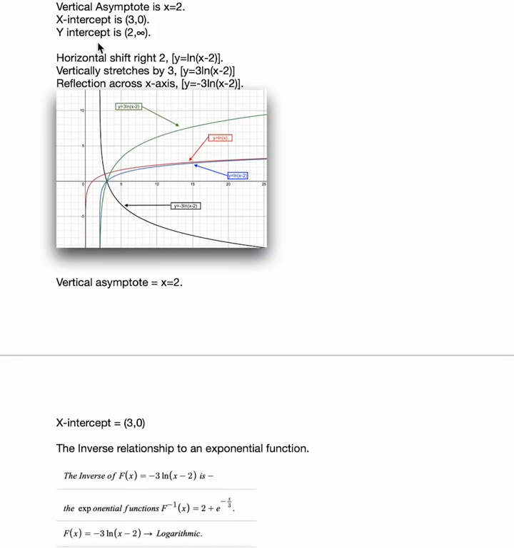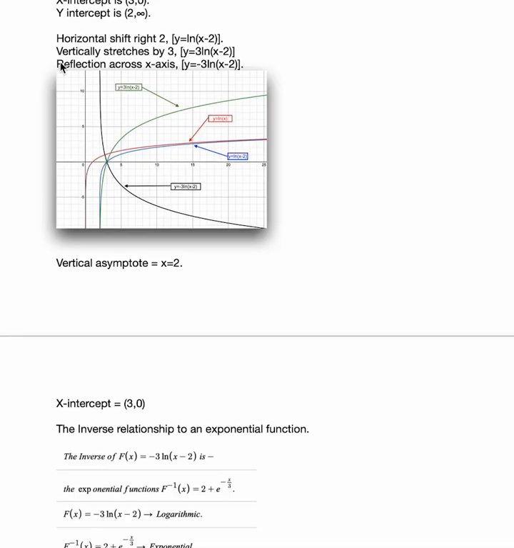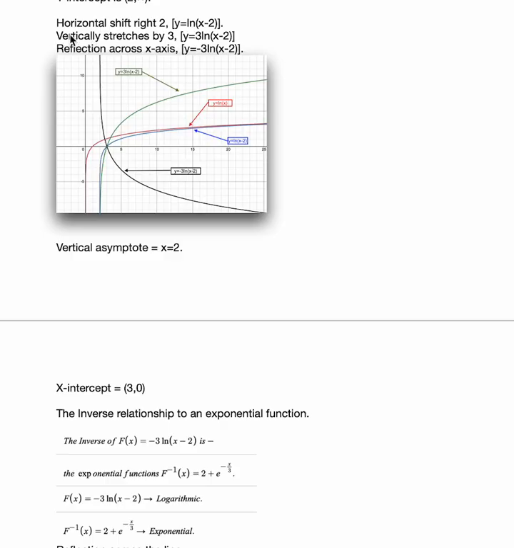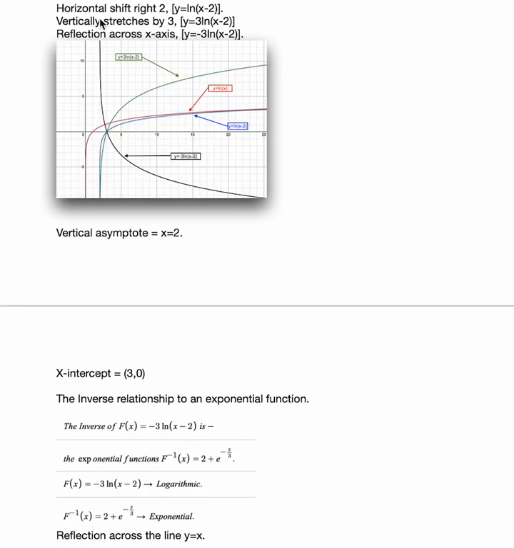The horizontal shift: it shifts horizontally to the right, so y equals ln of x minus 2. It vertically stretches by 3, so y equals 3 ln of x minus 2. And then its reflection across the x-axis, y equals negative 3 ln of x minus 2. You can see that in the graph down below.